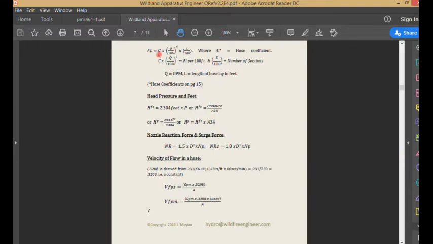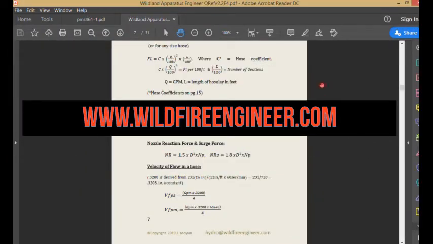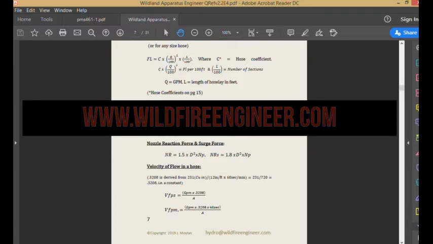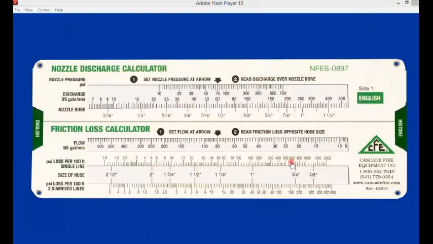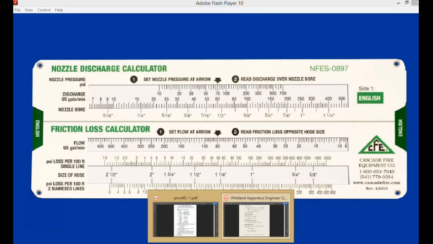The friction loss calculations: there's the coefficient number, substitute the actual number, same exact equation. And then the hose coefficients are on page 15 of the booklet, again, wildfireengineer.com. So this is in the booklet that you can have on your phone, on your iPod, or iPad, no matter where you go. And you could always back up and do a double check if you were ever to doubt what this thing is saying. This Firestream calculator is extremely accurate, so you don't have any problem using that.